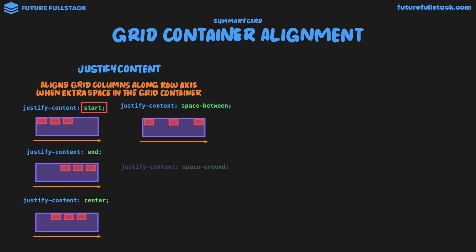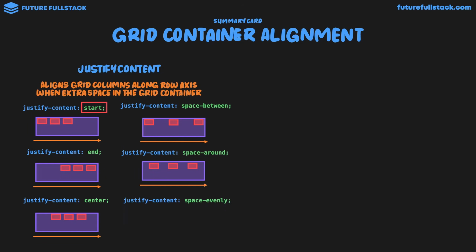The next value was space around. This essentially divided our grid container into 3 separate columns, and then inserts our grid columns in the center of these. So we end up with double the spacing between our grid columns compared to the grid columns on the far left and far right and edge of the grid container. For space evenly, this simply creates even space between our grid columns and the left and right edge of the grid container.